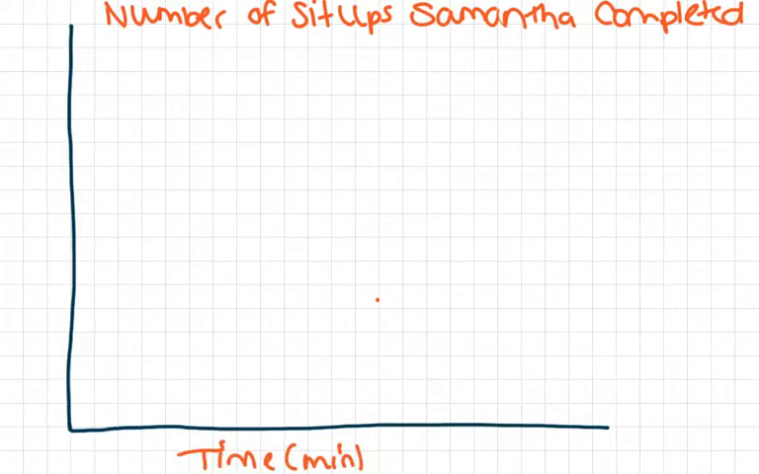And you'll notice that I didn't draw my graph like this as a coordinate grid because I don't need those negative sections. She's not doing -10 sit-ups and she's not doing -10 minutes. So I only need the positive sections, which is why I'm doing my graph like this, just with an X and Y axis. And then my Y axis is going to be sit-ups completed.